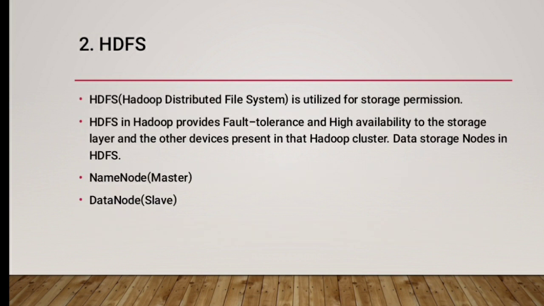Hadoop Distributed File System is utilized for storage. It is mainly designed for working on commodity hardware devices, following a distributed file system design. HDFS is designed in such a way that it prefers storing data in a large chunk of blocks rather than storing small data blocks. HDFS in Hadoop provides fault tolerance and high availability to the storage layer and the other devices present in the Hadoop cluster. Data storage nodes in Hadoop HDFS are the name node, that is the master node, and the data node, called the slave node.